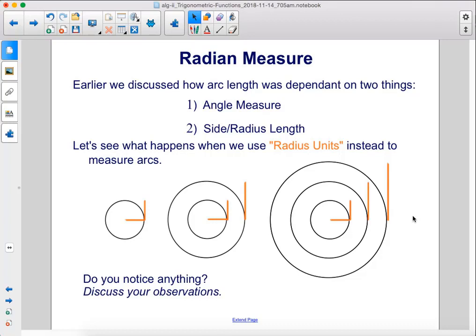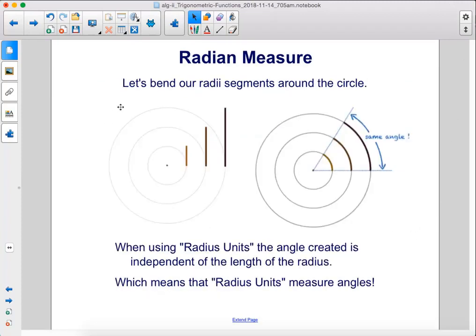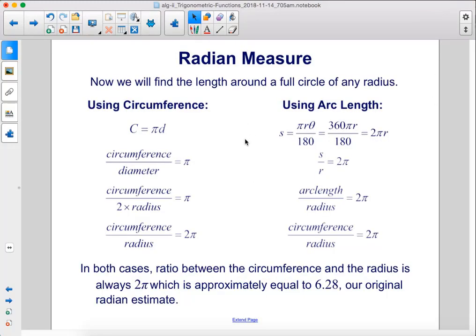Earlier, we discussed how arc length was dependent on two things, angle measure and radius length. Let's see what happens when we use radius units instead to measure arcs. Do you notice anything? Discuss your observations. Let's bend our radii segments around the circle so that they look like this. When using radius units, the angle created is independent of the length of the radius, which means that radius units measure angles. Now we will find the length around a full circle of any radius.